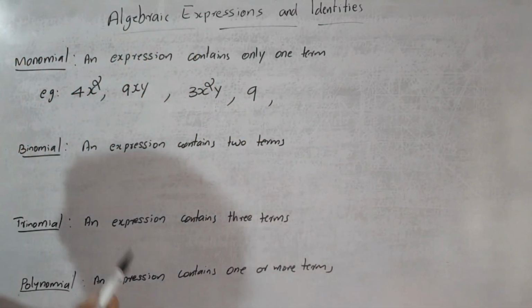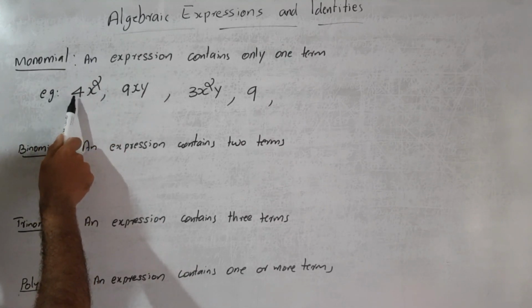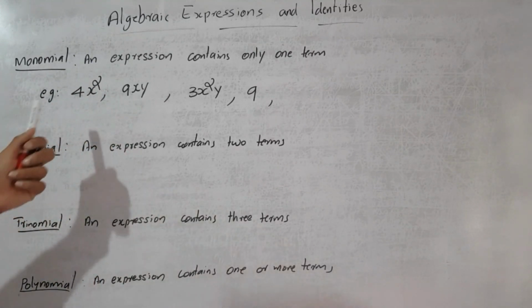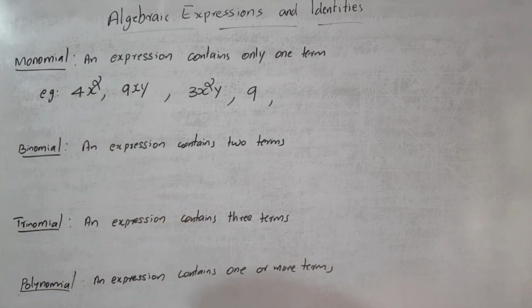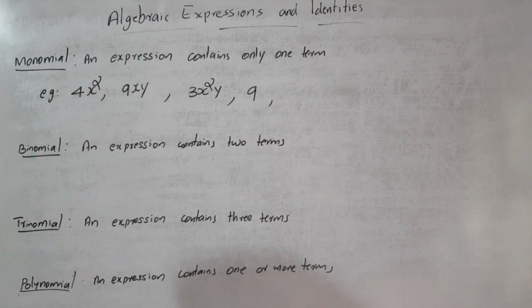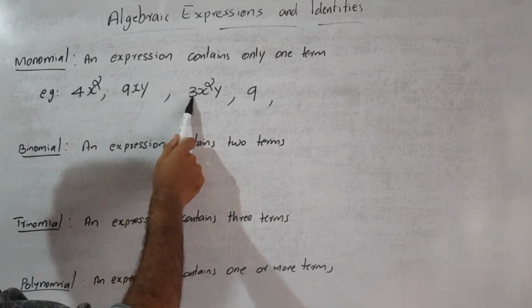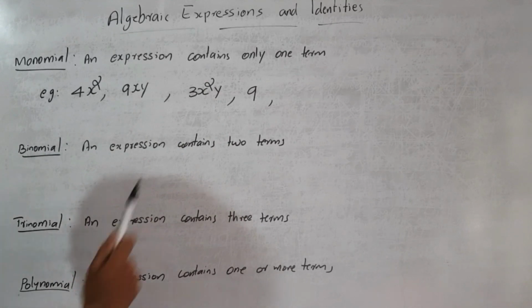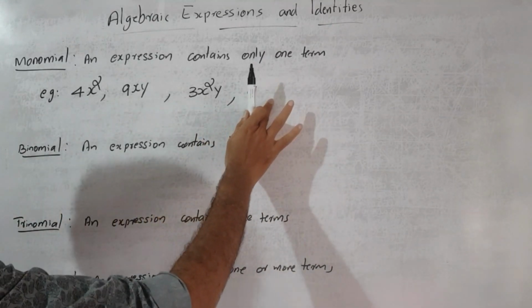In this example, 4x square is a term, and 4 and x square are the factors of the term 4x square. So 4 is called the coefficient of x square. The numerical factor of a term is called the coefficient. Then 9 is the coefficient of xy, and 3 is the coefficient of x square y. 9 alone is a constant because there is no variable there.